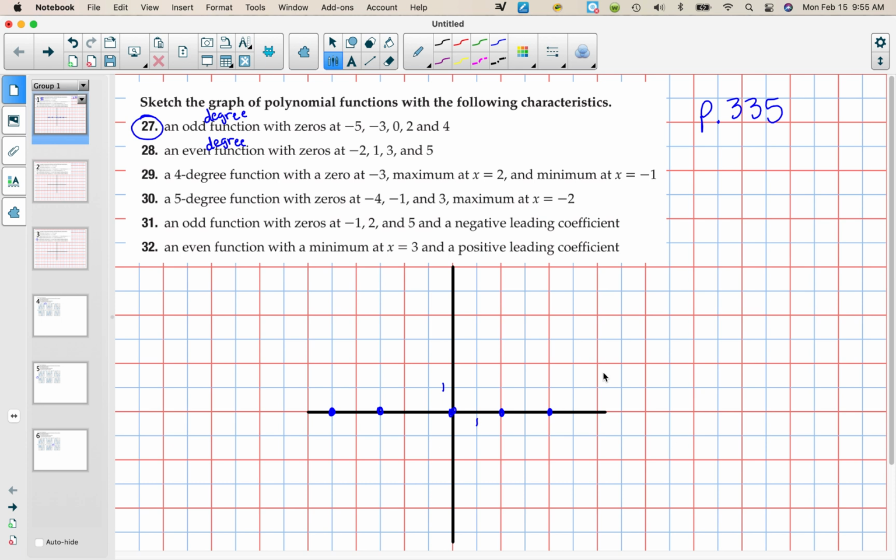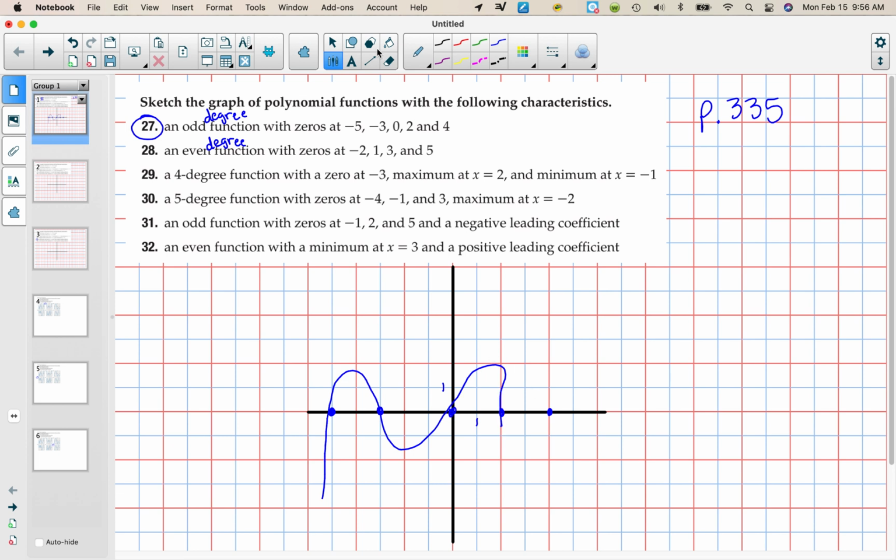So I'm told that these are the zeros, and that's really all I'm told, and I'm told that I have an odd degree function. I'm not told if the leading coefficient is positive or negative. I'm not told anything about maxes or mins. All I know is I need to draw an odd degree function, which means when I graph this, remember one end has to be up and one end has to be down. Again, because I'm not told it's negative or positive, that part doesn't matter. Don't know about mins or maxes. So I'm just going to draw.